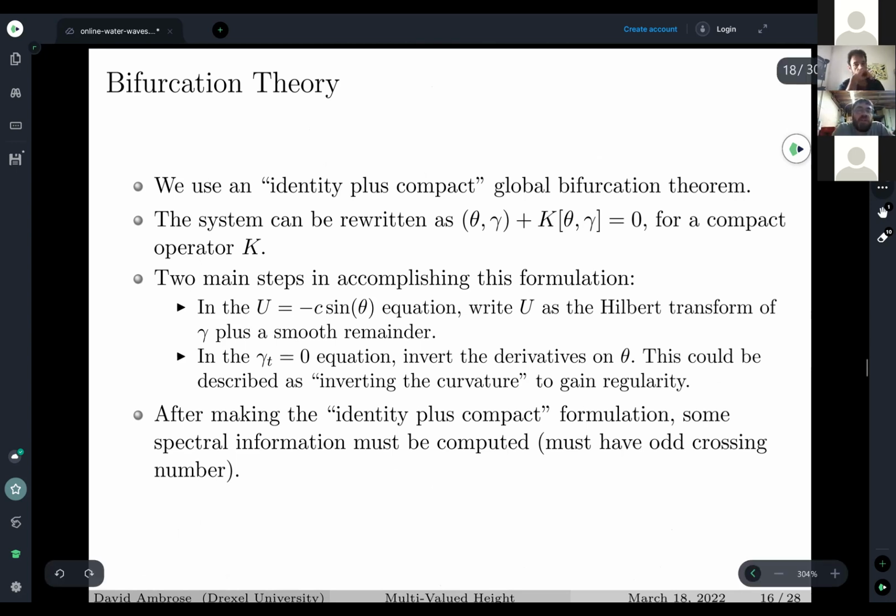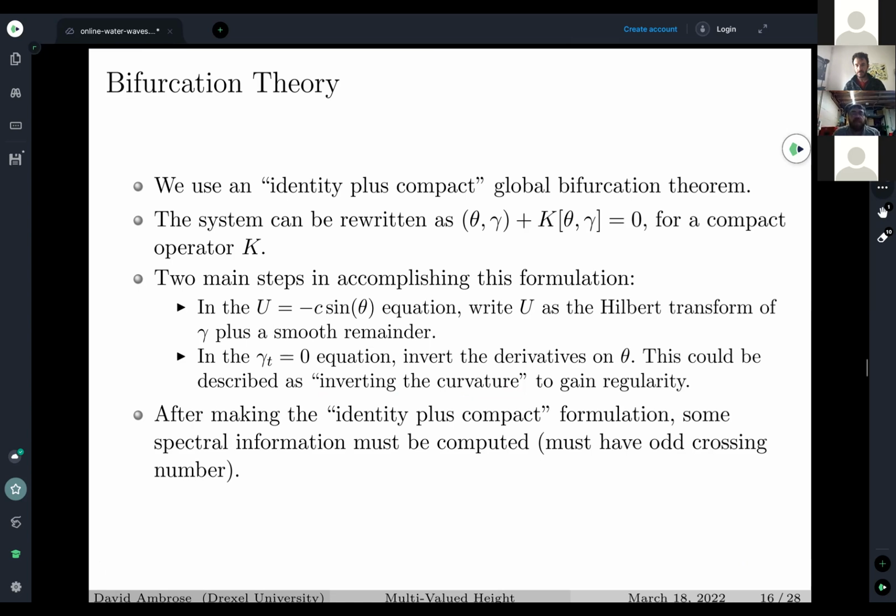Okay, so I mentioned the two steps. The first one is writing U as the Hilbert transform of gamma plus a smooth remainder. And then in the other equation, we invert the derivatives on theta. Inverting those derivatives can be viewed as inverting the curvature to gain regularity. When we did this, it was pointed out that other authors have done that. I believe there's a paper by Madiok where some smoothness is gained by inverting the curvature in a different formulation for a related problem. I don't know exactly the problem, but okay.